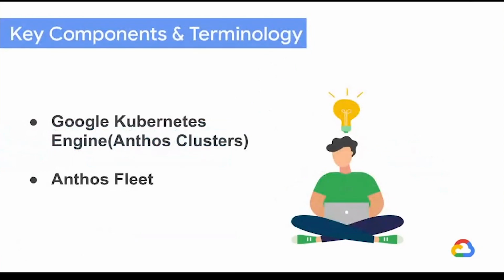So first is Google Kubernetes Engine. This is basically the core of any multi-cloud setup using Google Cloud Anthos. Whenever you want to set up a multi-cloud environment using Anthos, you should understand this concept called Google Kubernetes Engine, which is also called Anthos cluster whenever we deploy the same Kubernetes offering given by Google Cloud in a different cloud platform. So if you want the same Google Kubernetes Engine in AWS, that particular cluster is called Anthos clusters.